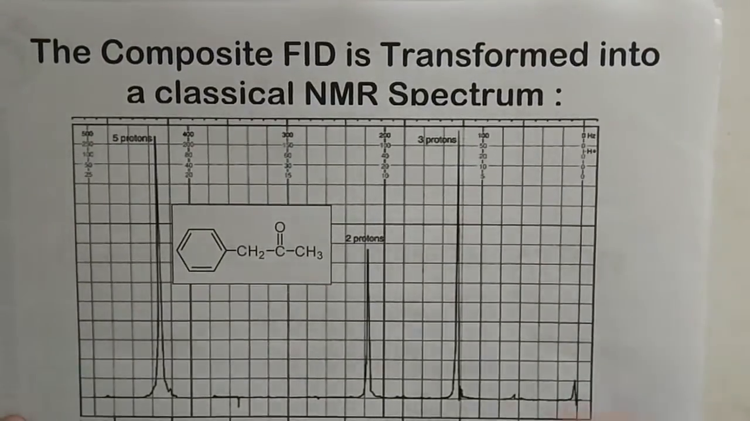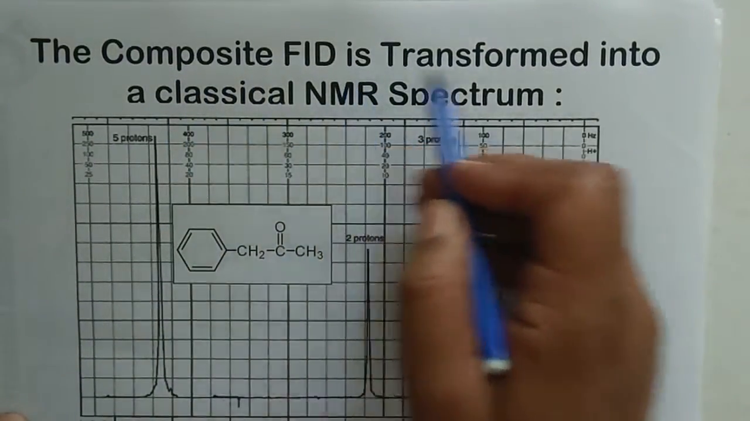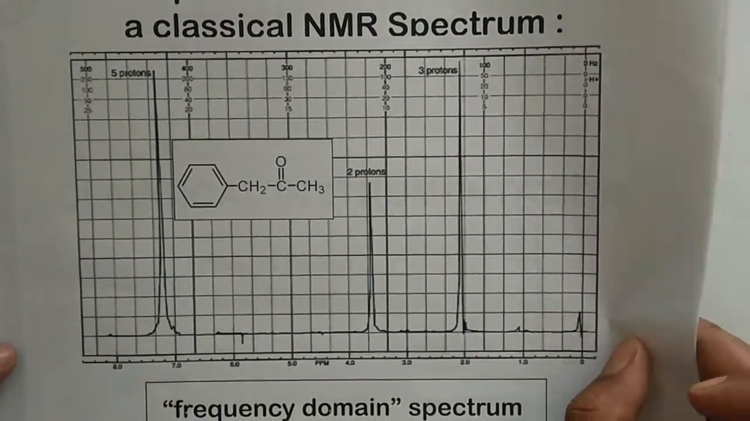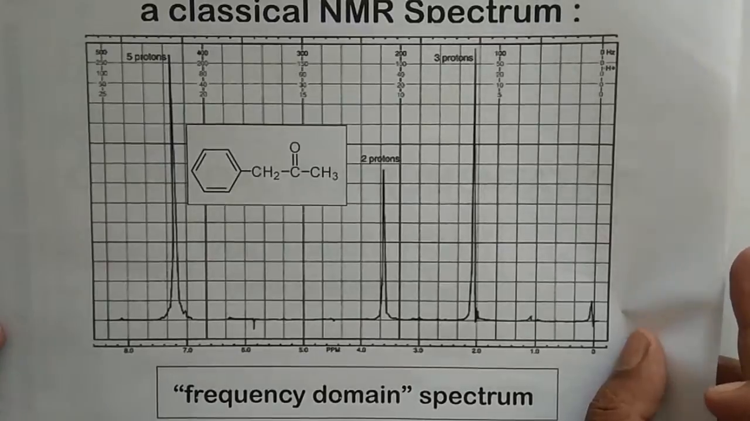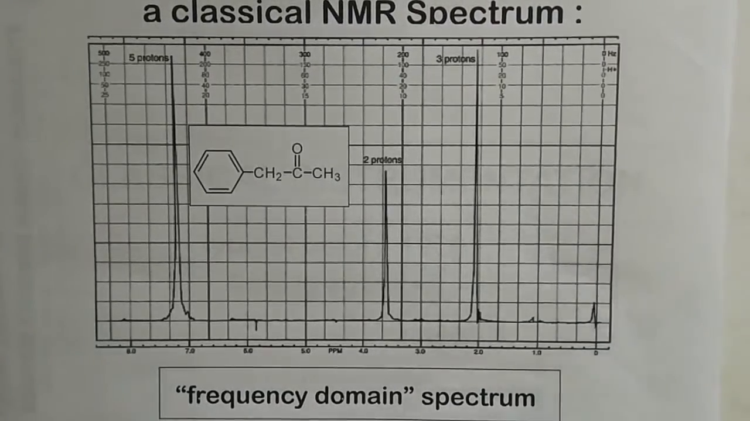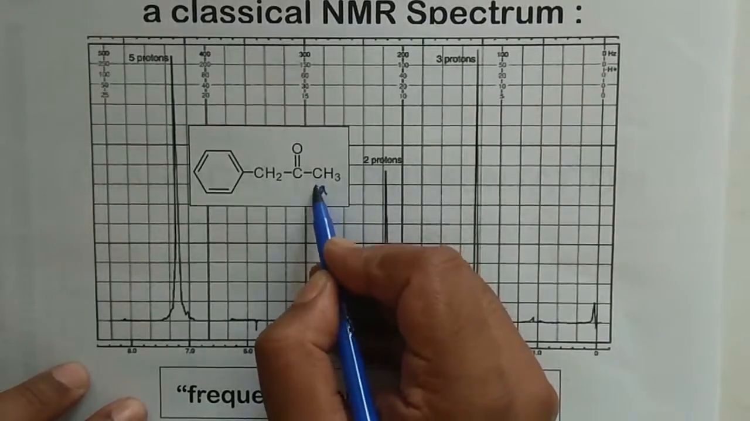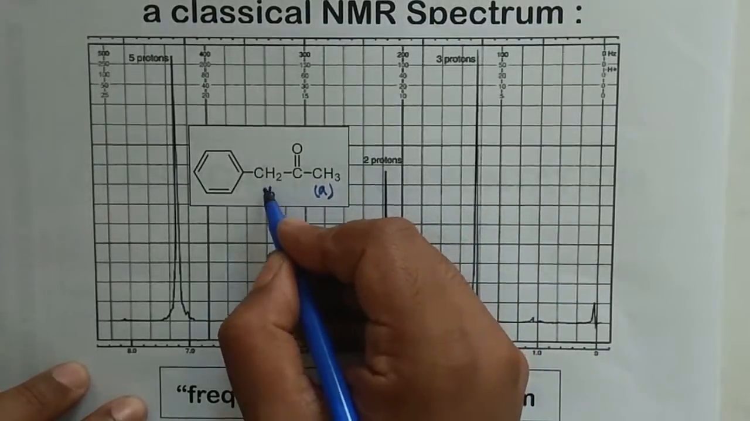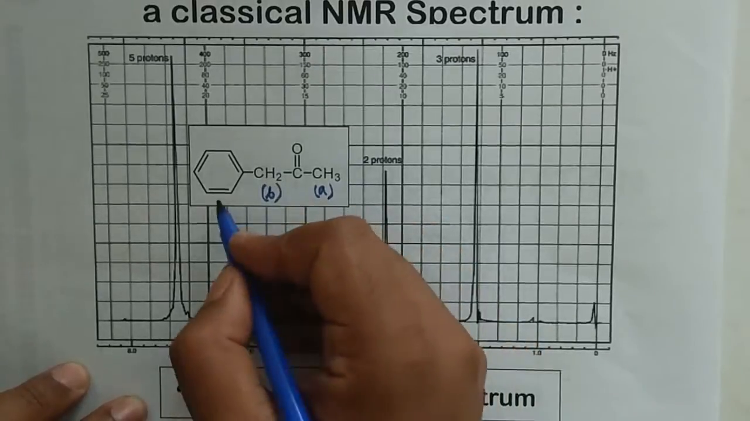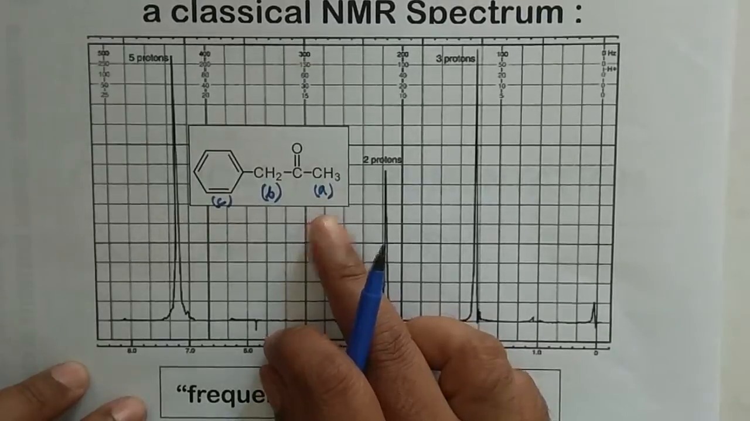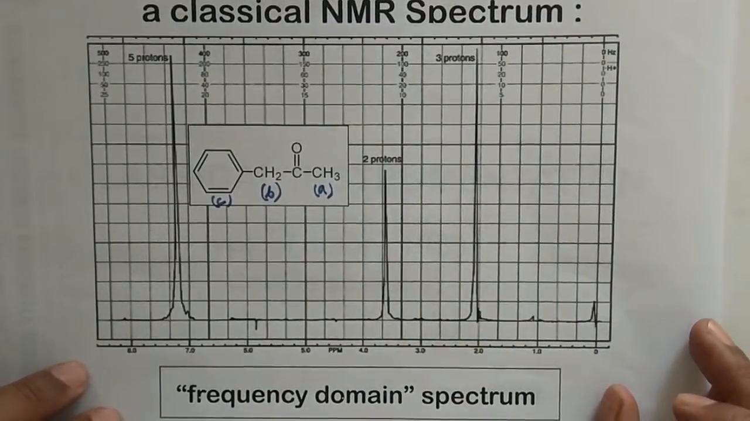So here you can see the composite FID is transformed into the classical NMR spectrum, which you generally got in the olden days of NMR spectroscopy. Let me explain a little. Say I am calling this set A type of proton. All these protons are of the same kind, and this is set B kind of proton, and this is set C. So three different sets are there. Definitely we should have three different signals in the NMR spectrum.